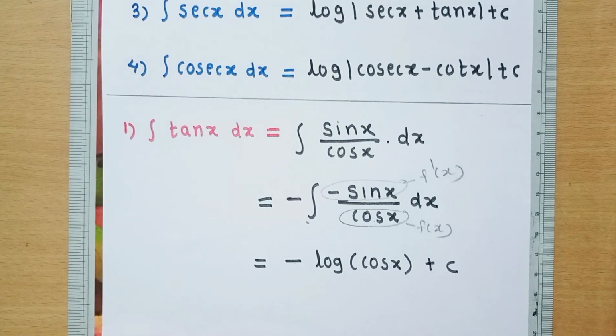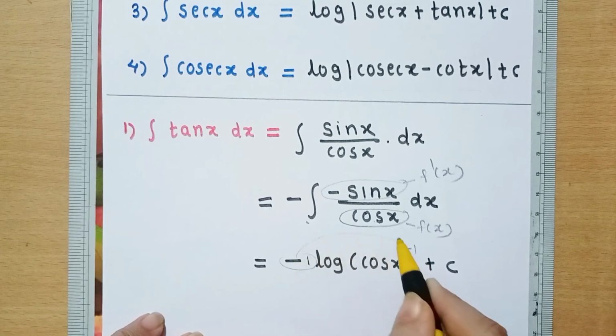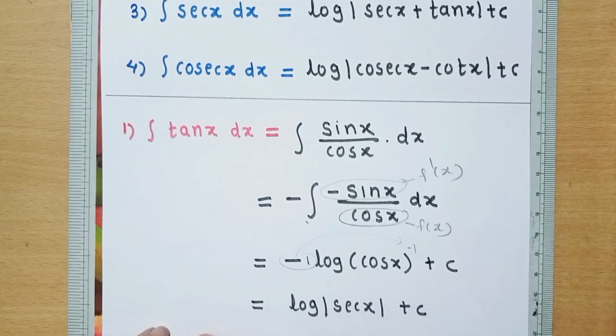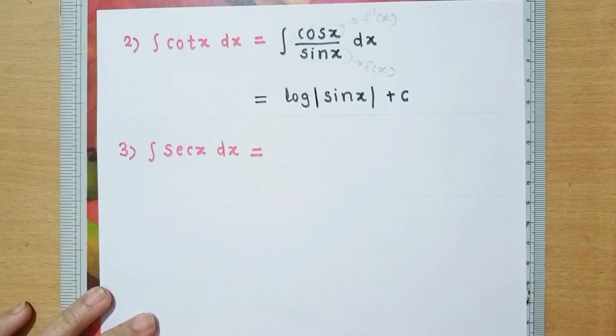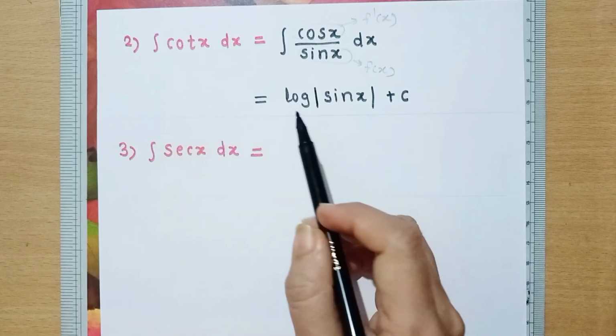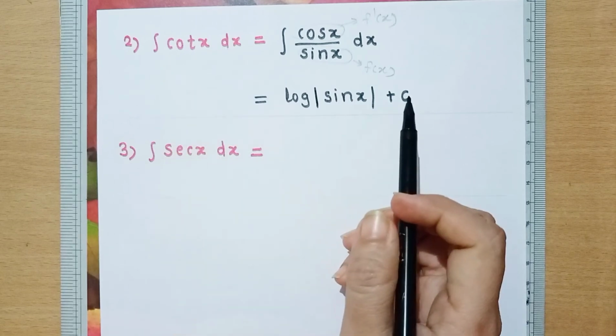Then again by the rule of log, this minus 1 will be the index, so it moves inside, and cos of x raised to minus 1 means 1 upon cos, and 1 upon cos means sec. So its answer is log of mod of sec of x plus c. We have already solved integration of cot x equal to log of mod of sin x plus c.